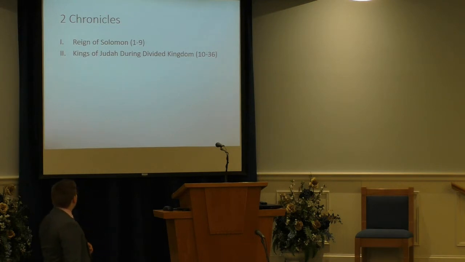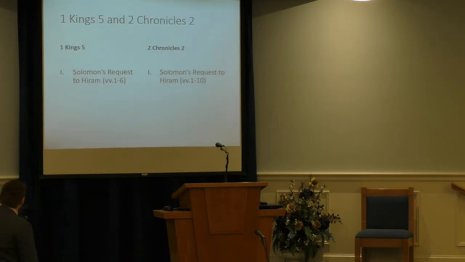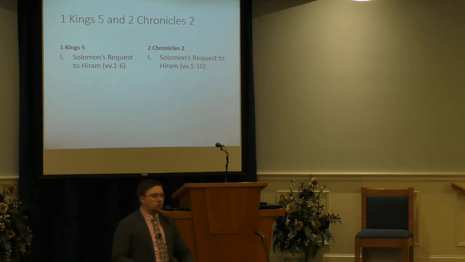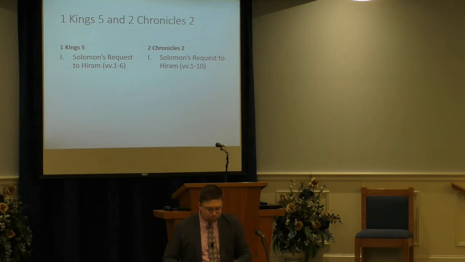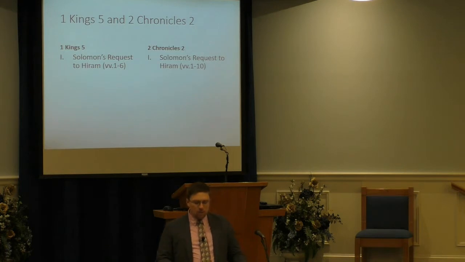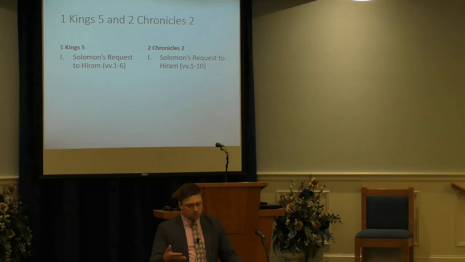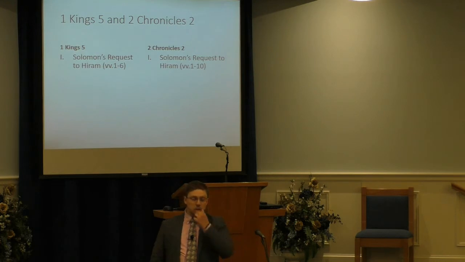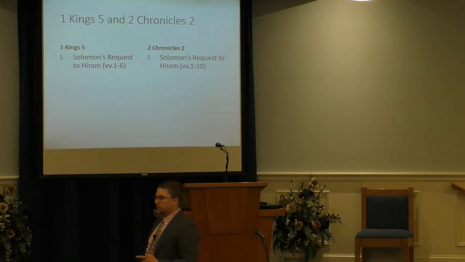But let's take a look at chapter 5 and 2 Chronicles 2 together. The first 6 verses of chapter 5, which parallels the first 10 of 2 Chronicles 2, is a request to Hiram, king of Tyre. 2 Chronicles 2 says, "Now Solomon decided to build a house for the name of the Lord." It says also in a royal palace for himself. We'll see that brought up next week as well, where he's building that palace in chapter 7 of 1 Kings.